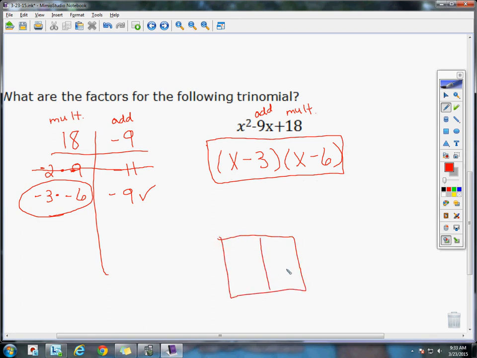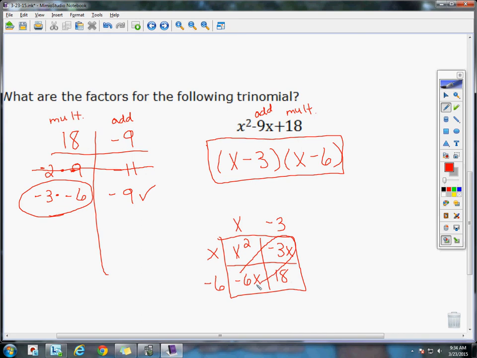And we're going to go ahead and check our answer. Make sure we didn't make any mistakes. So we have x minus 3, x minus 6. So we can multiply this out. That's going to give me x squared. X times negative 3 is negative 3x. Negative 6 times x is negative 6x. Negative 6 times negative 3 is a positive 18.